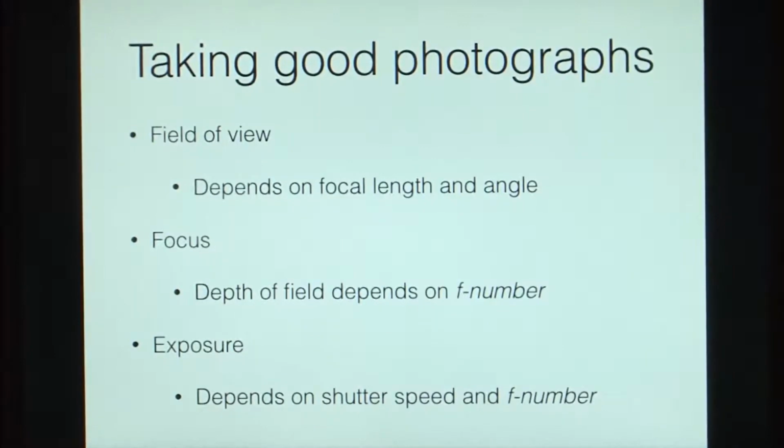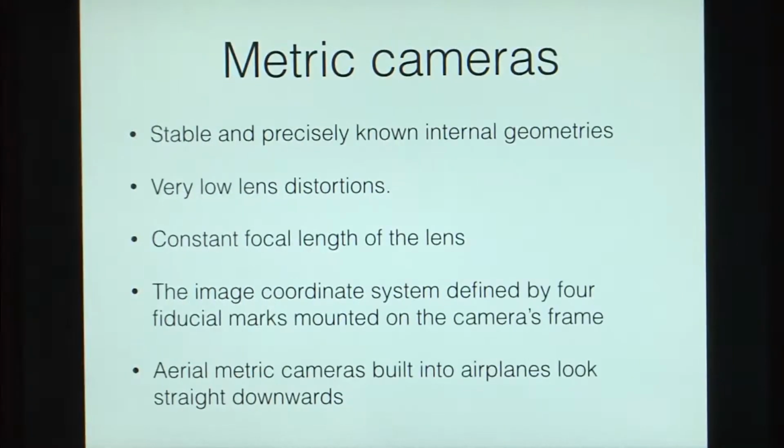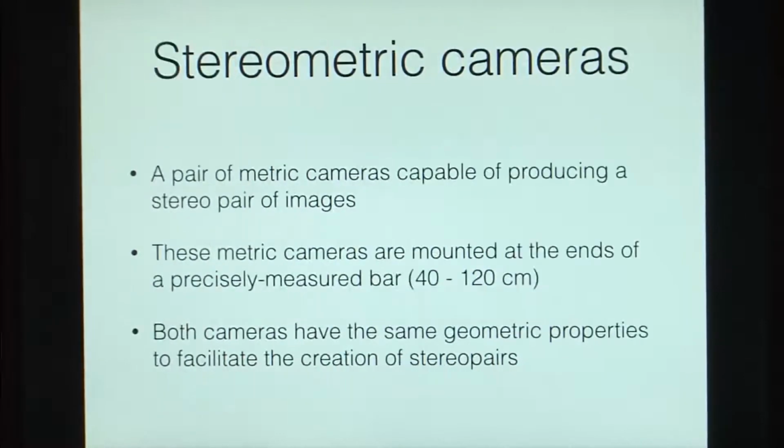Then we looked at how we take good photographs. We looked at how field of view, focus and exposure determine what sort of photograph we will get. We also looked at metric cameras, in which all the parameters of the camera are very well defined. There are very low distortions and a constant focal length. We also looked at stereometric cameras, in which we have 2 metric cameras attached to the ends of a precisely measured bar to produce a stereo pair of images.